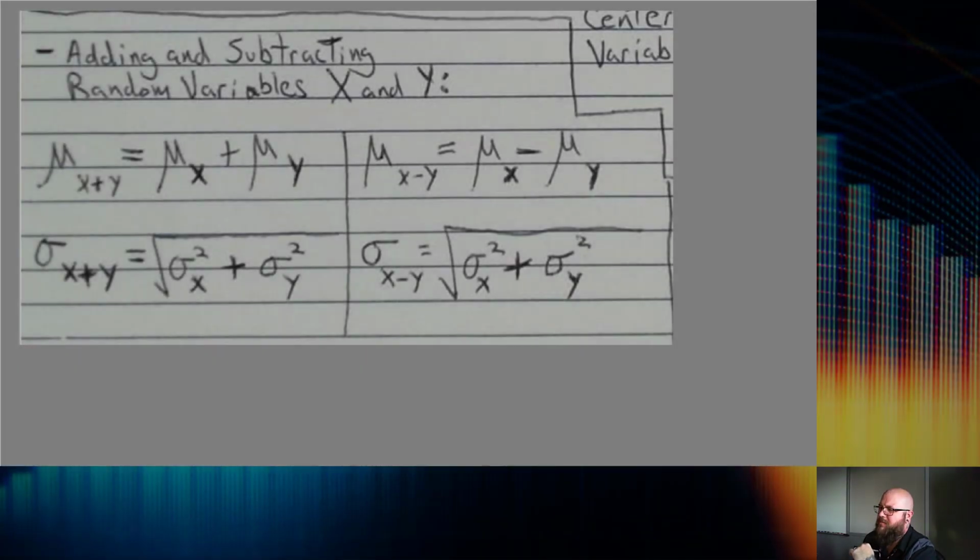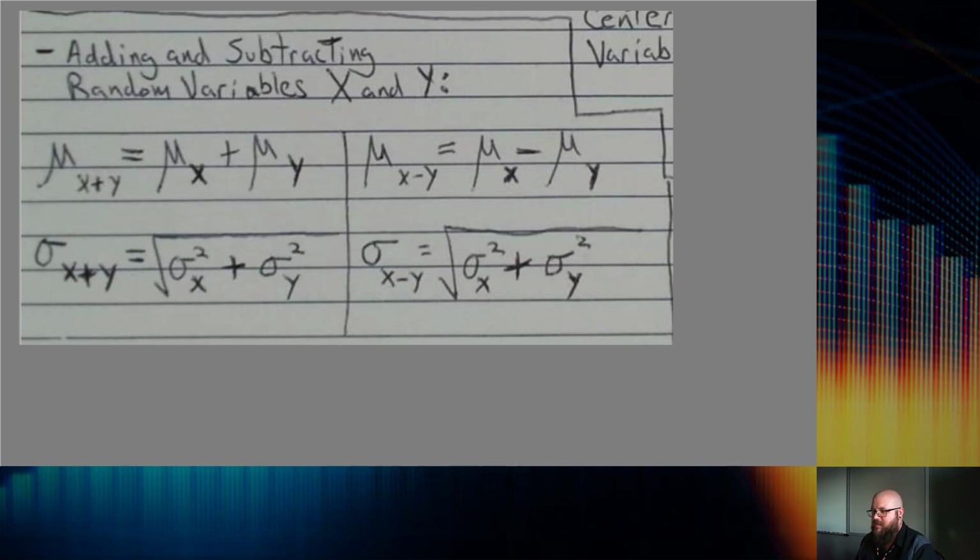So we're going to talk about combining probability distributions. We're going to work on adding and subtracting random variables x and y. As you can see, taking the mean values, the mean of x plus y is simply adding the two means together.